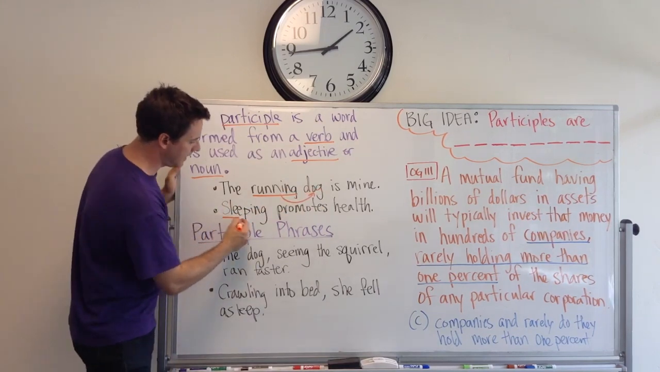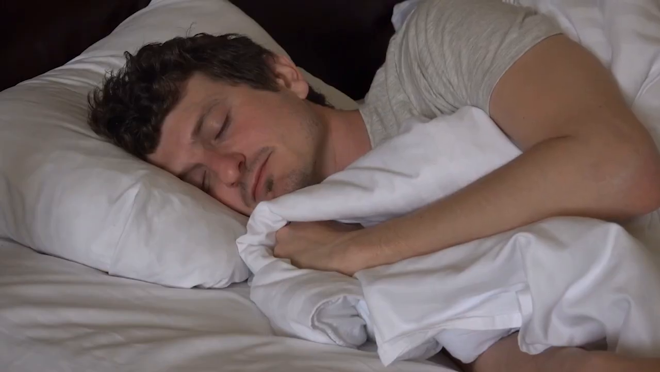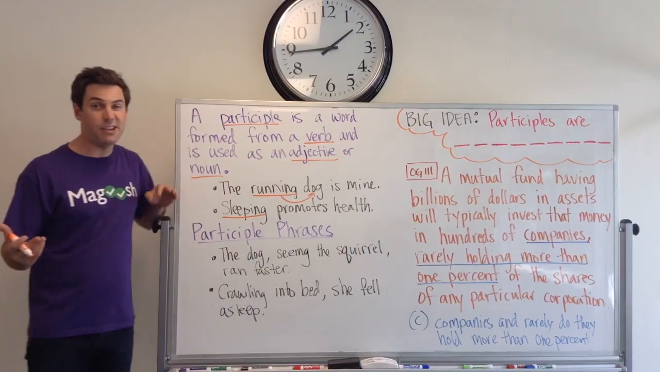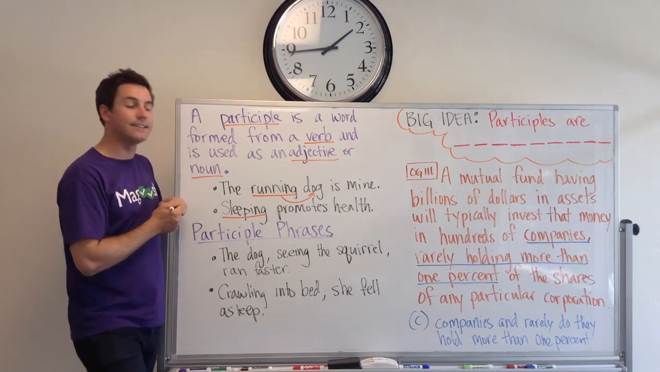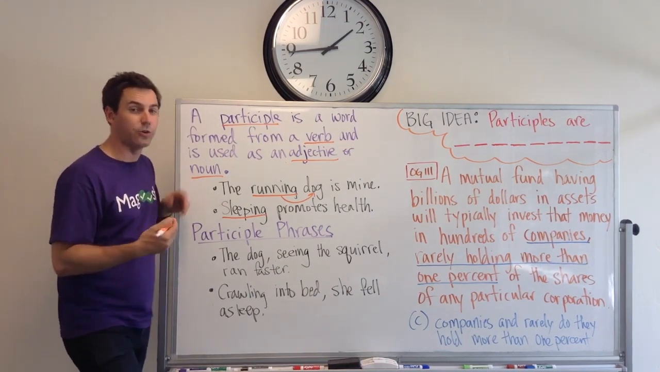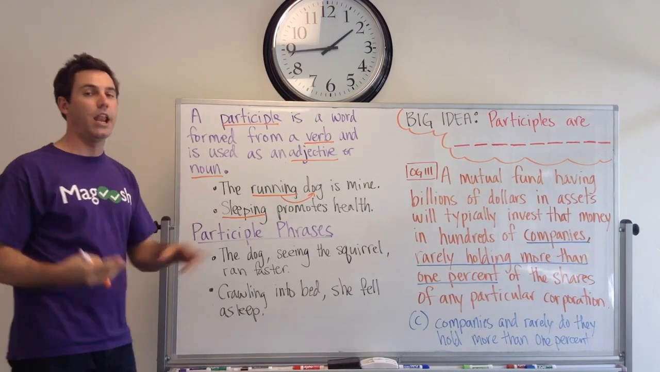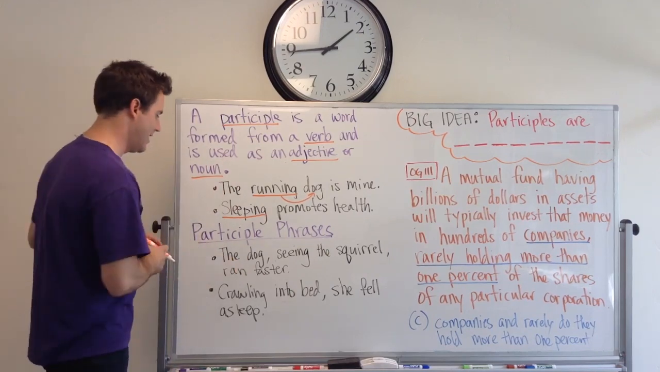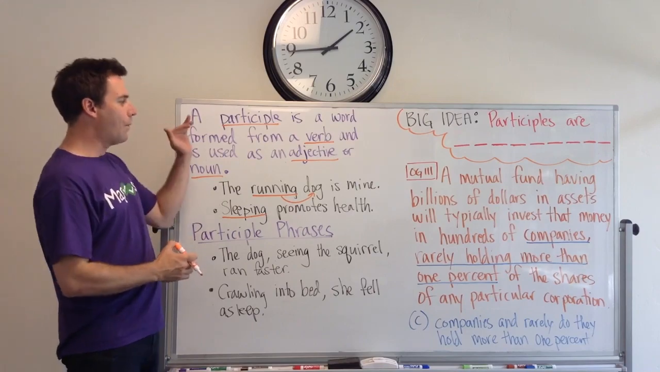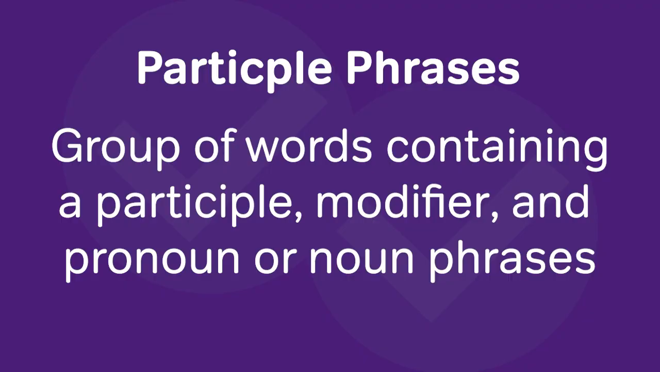Next sentence, sleeping promotes health. Here we took the verb sleep, added ing to it, and made it the subject of the sentence. It's a noun. We're talking about the concept of sleep, not actually doing the action or the inaction of sleep. So participle refers to a single word. Then we have participle phrases. This is the concept that I think really causes trouble on the GMAT and something to pay attention to and understand.